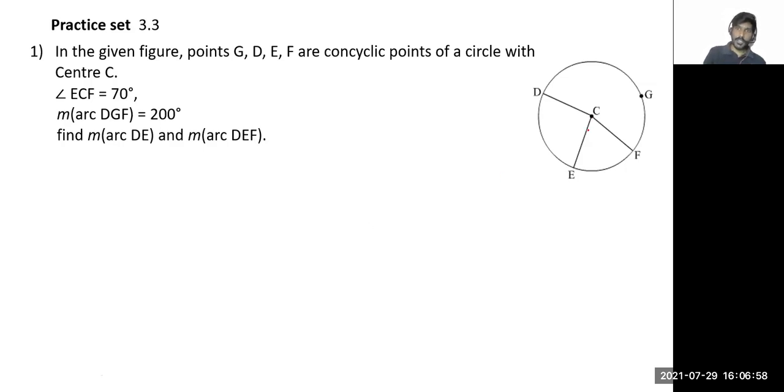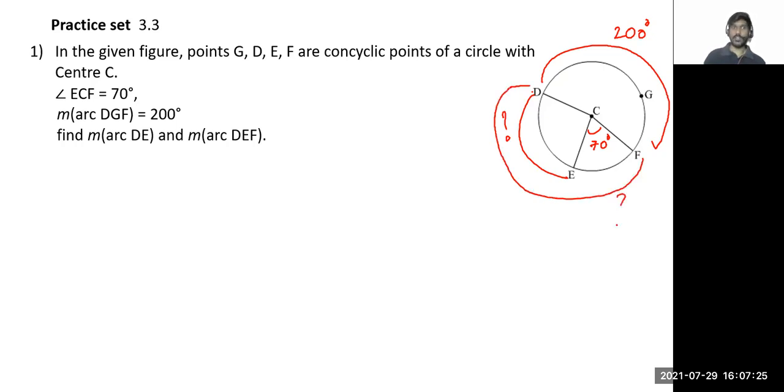So ECF means this angle here, it is 70 degrees. And measure arc DGF, that means this, so measure of this arc is 200 degrees. You have to find out measure arc DE, that means this one, and you have to find out measure of arc DEF. So DEF is this complete one. You have to find out the measure of these two arcs. Is the question clear, what is given and what has to be found out? Yes. Okay, so we'll start with the solution.